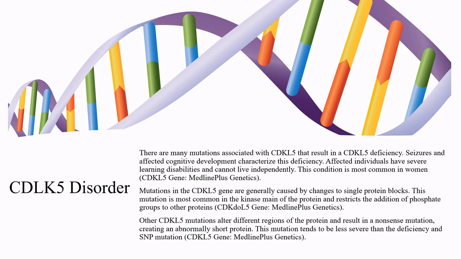Mutations in the CDKL5 gene are generally caused by changes to single protein blocks. This mutation is most common in the kinase domain of the protein and restricts the addition of phosphate groups to other proteins. Other CDKL5 mutations alter different regions of the protein and result in a nonsense mutation, creating an abnormally short protein. This mutation tends to be less severe than the deficiency and SMP mutation.